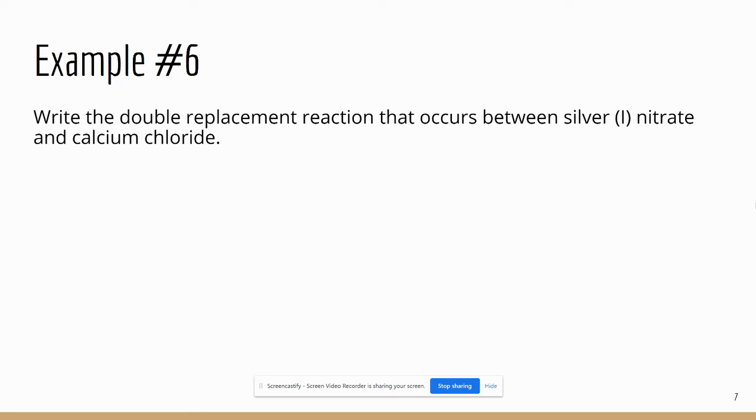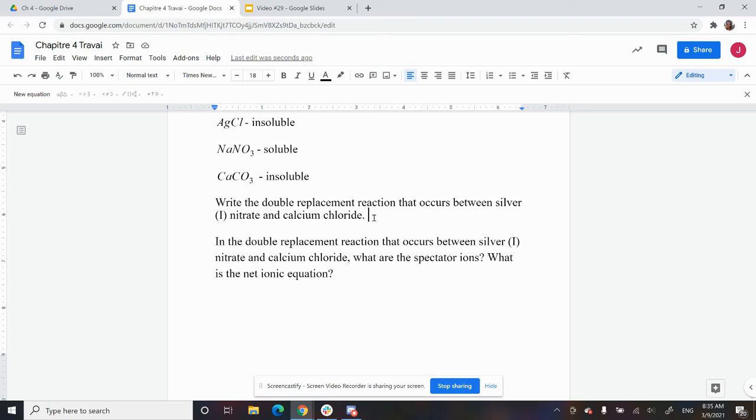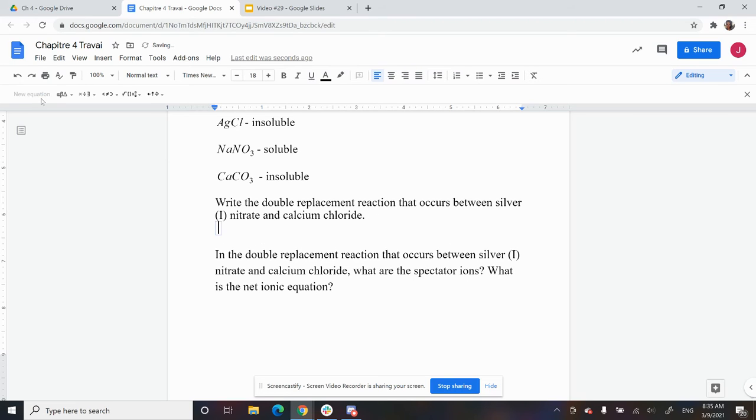Pause here. So some students like to just list all the ions at the top of their paper before they do the rest of the problem. So I'm actually going to go ahead and do that just in case that describes you.